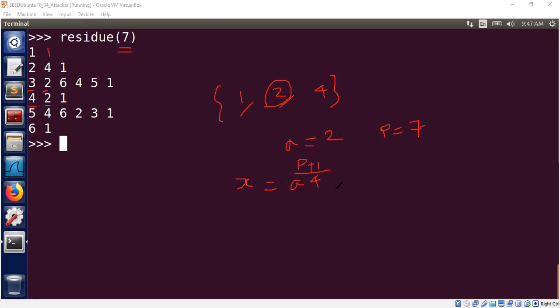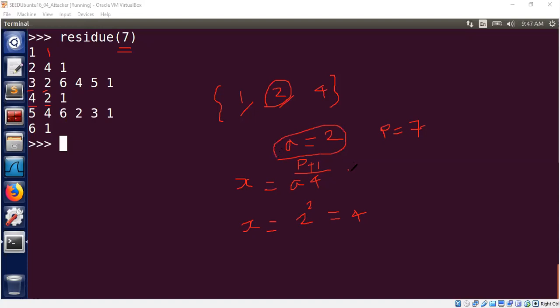Which means our X must be 2 power, 7 plus 1 is 8, 8 by 4 is 2, which is 4. So we have checked X is 4, and clearly 4 square, what is 4 square? 4 square is 2 in mod 7. Therefore, 4 is the square root of 2, which is quite funny when you forget about this mod 7 business. 4 is not a square root of 2, right? But it's happening in mod arithmetic. So we did find that X equal to 4 becomes the square root of 2 in mod 7.